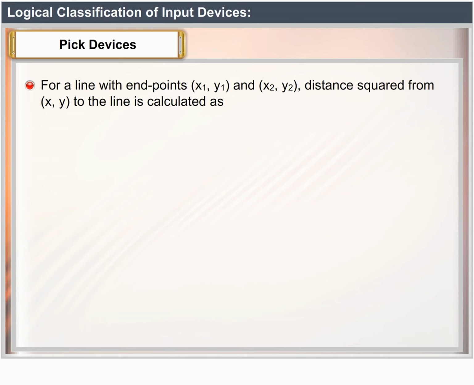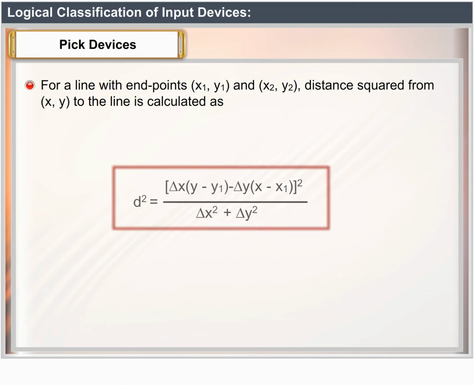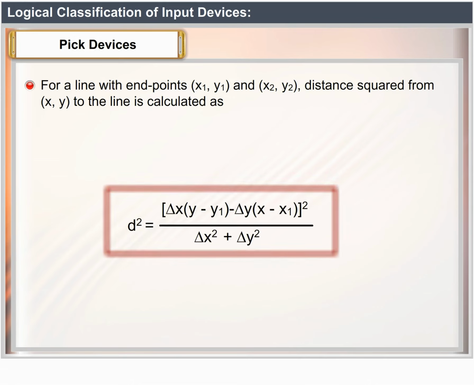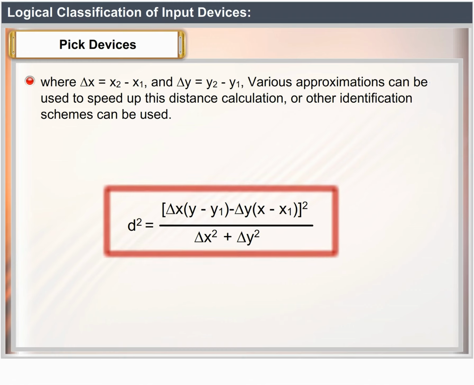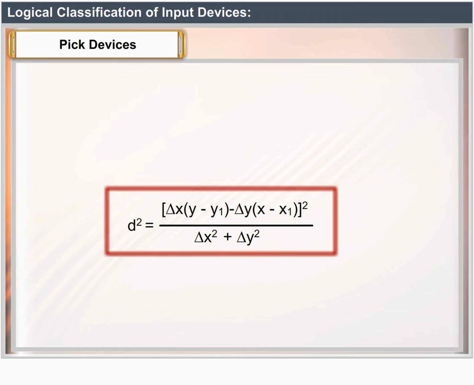For a line with endpoints x1, y1 and x2, y2, distance squared from x, y to the line is calculated as d squared equals delta x times (y minus y1) minus delta y times (x minus x1), the whole squared, over delta x squared plus delta y squared, where delta x equals x2 minus x1 and delta y equals y2 minus y1. Various approximations can be used to speed up this distance calculation, or other identification schemes can be used.